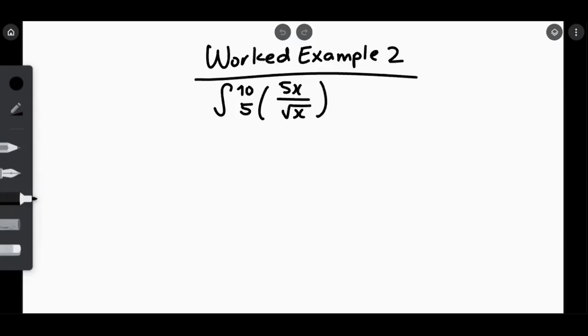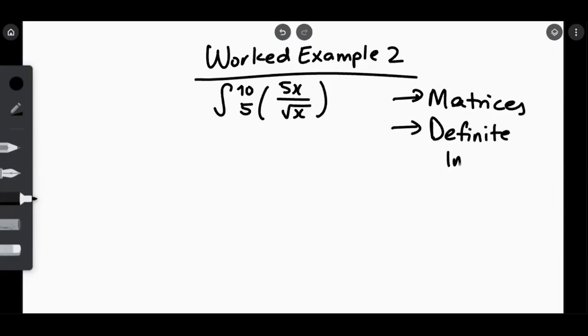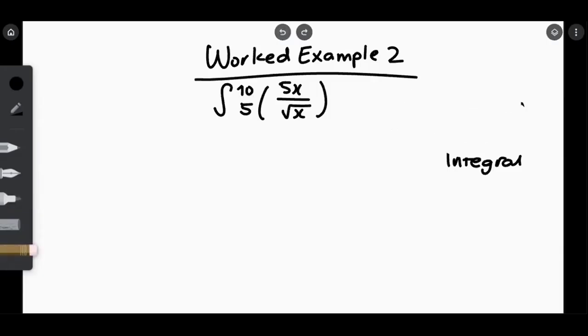Later you need to use a little bit of your matrices, and you will need to know this thing called definite integral. A definite integral means it's basically values for x after the integral sign, that means these numbers over here, 10 and 5. How you do this is simple.